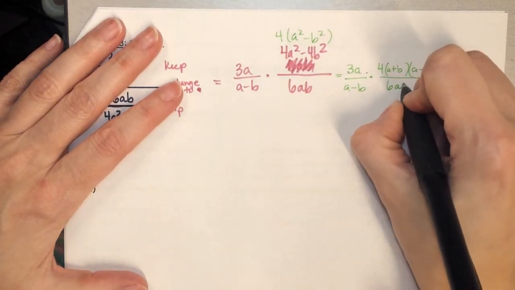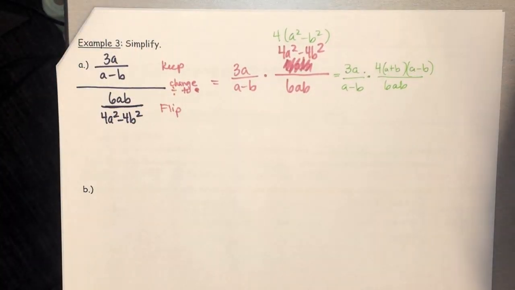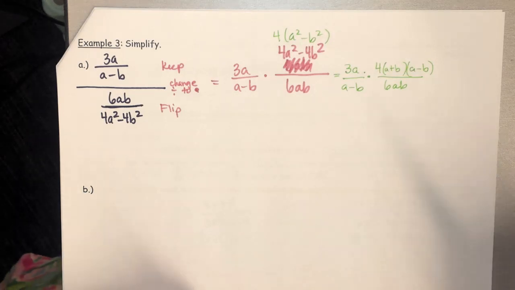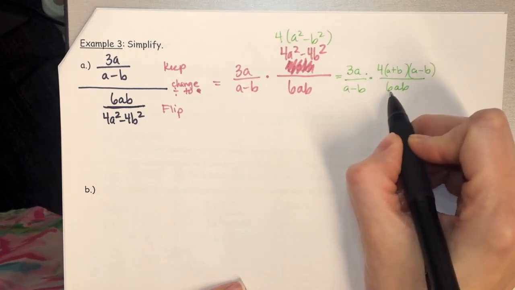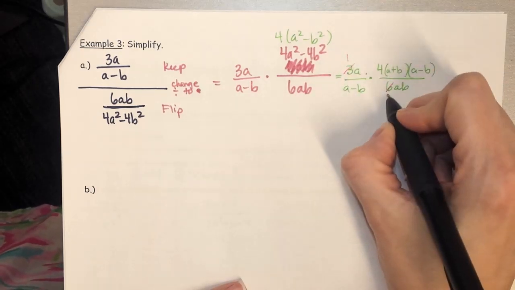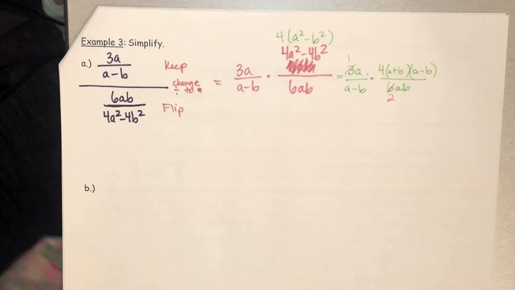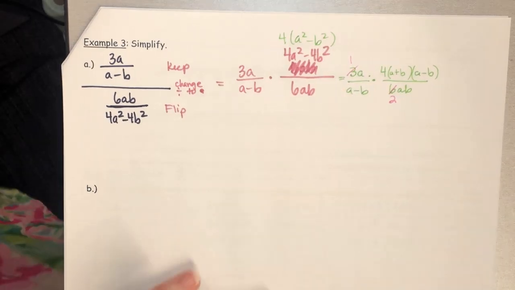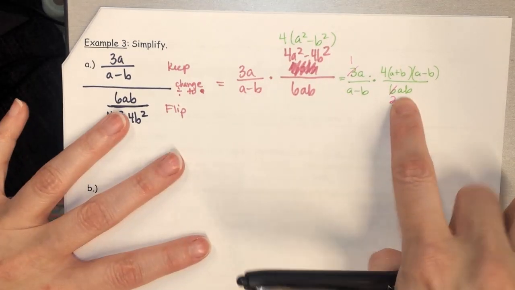And then I have 6ab here. Okay, and now we're ready to cancel. So you have 3 over 6. So 3 goes into itself once, goes into 6 twice. So that really is a ratio. 3 over 6 is 1 over 2. Okay? A can cancel out, but it has to cancel out with this A.